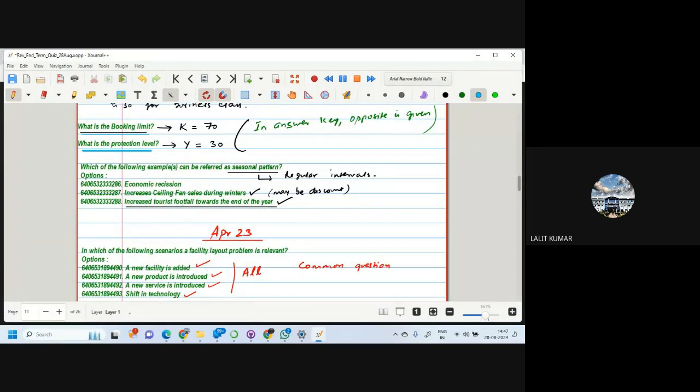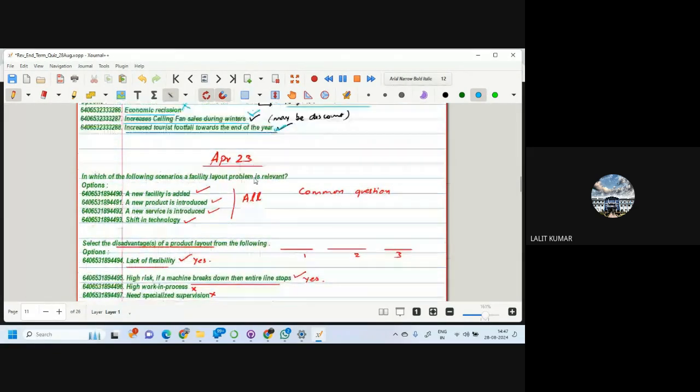Which of the following examples can be referred to as a seasonal pattern? Like I covered earlier, it is a regular interval. So what comes under regular interval? Not the economic recession. Increased ceiling fan sales during winters? Yes, it is a seasonal pattern. Increased tourist footfall during the end of the season? Yes. So with this, we have completed December 2023.